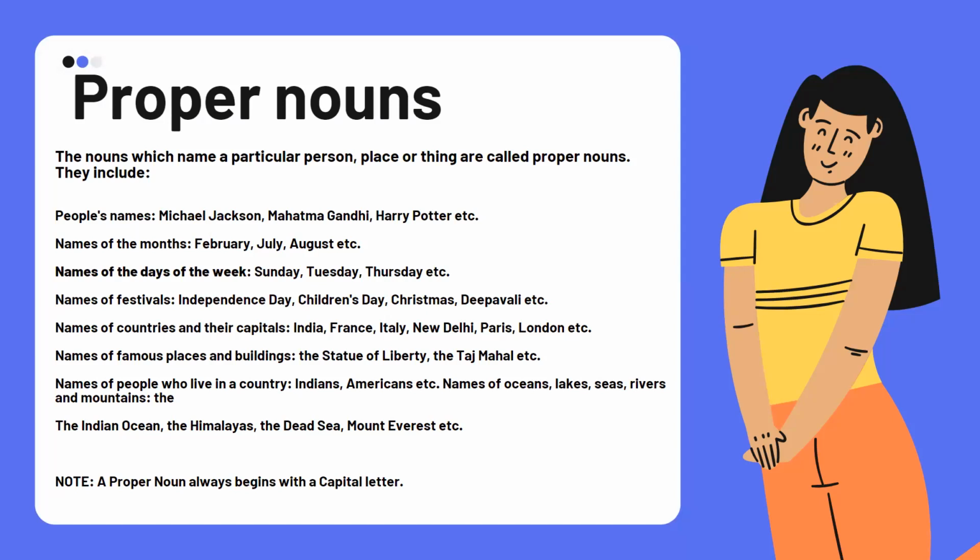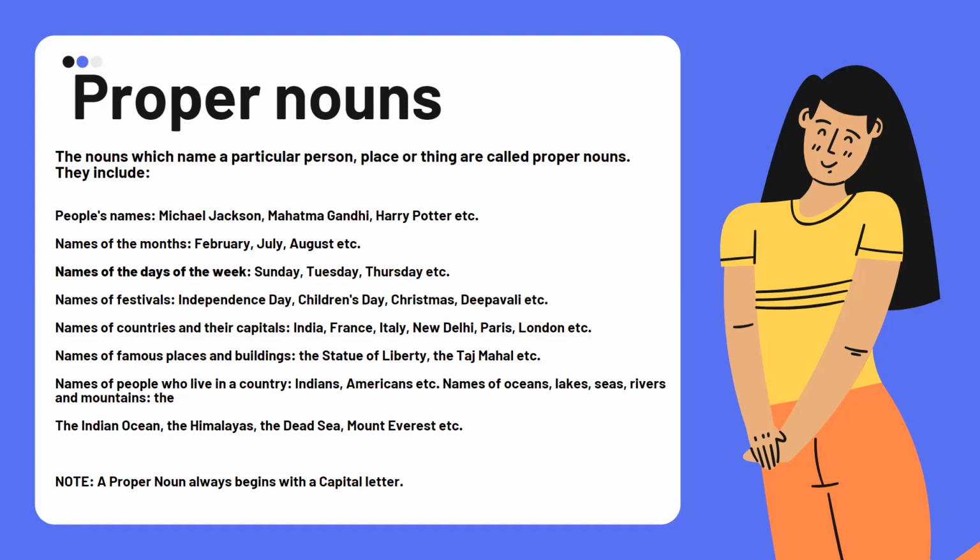Names of festivals, names of countries, names of capitals, names of cities, names of any famous place, just like Statue of Liberty, the Taj Mahal. These all are proper nouns. Even the names of oceans, mountains, books, which have particular names, just like the Ramayana, Gita, Mahabharata. These are the names of particular books. So these all are proper nouns.